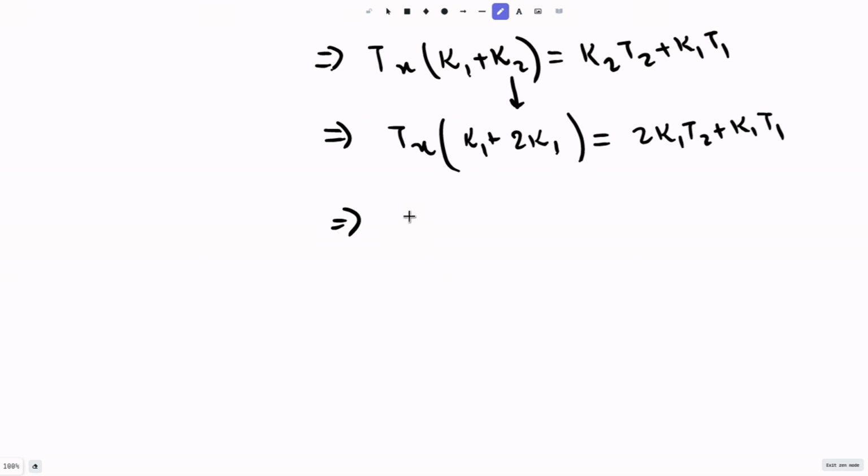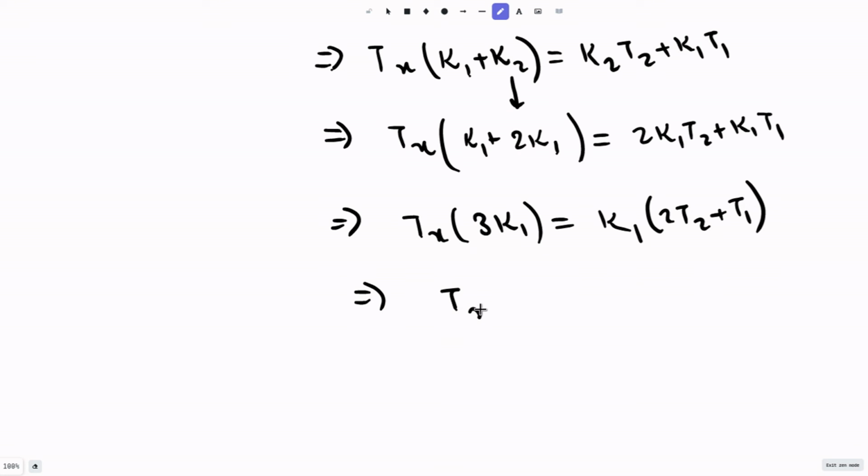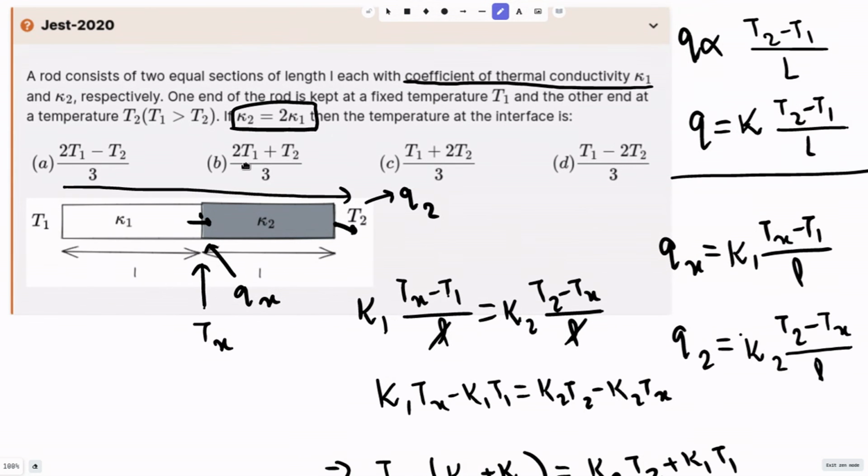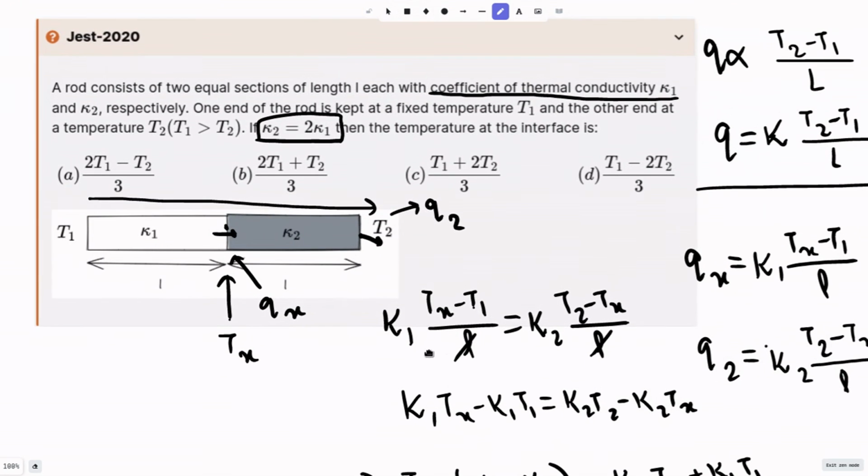This gives me Tx times 3 kappa 1 equals kappa 1 times 2T2 plus T1. This implies the required temperature is 2T2 plus T1 divided by 3, and that is our answer. So 2 times T2 plus T1 divided by 3, and this is our answer.